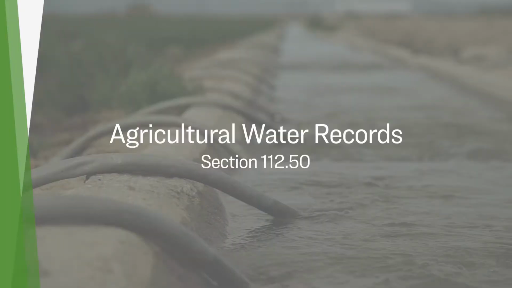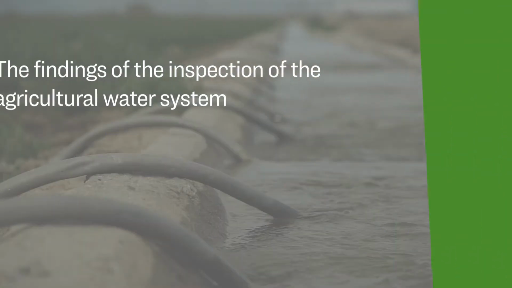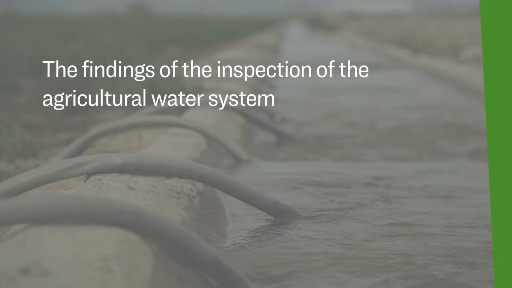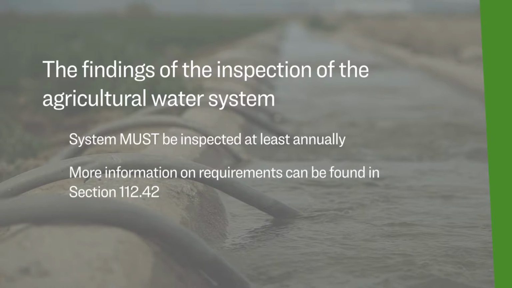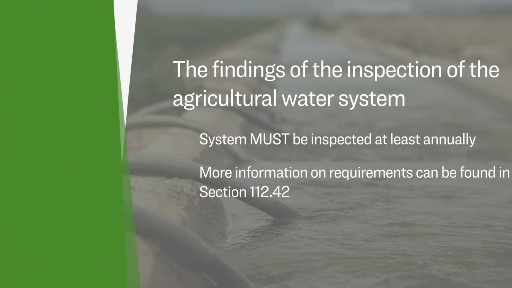The first required record in Section 112.50 is the findings of the inspection of the agricultural water system. The rule requires all agricultural water systems to be inspected at the beginning of the growing season as appropriate, but at least annually. More information on requirements for inspecting water systems is included in Section 112.42. These requirements include adequately maintaining all agricultural water sources to the extent they are under your control.